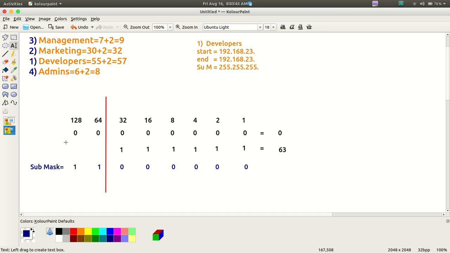So again, my network portion before the line is going to be 0 and 0 over here. Clear? So this is the calculation for the developers department. And now in case of our developer department, our start IP address is going to be 0. Okay, so the start IP address for developers is 0 and the end IP address for developers is 63.